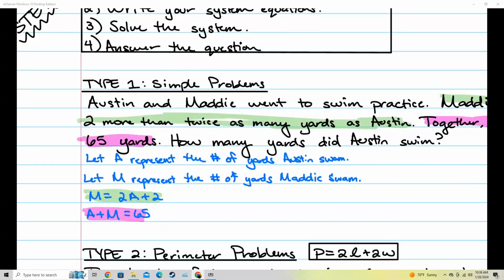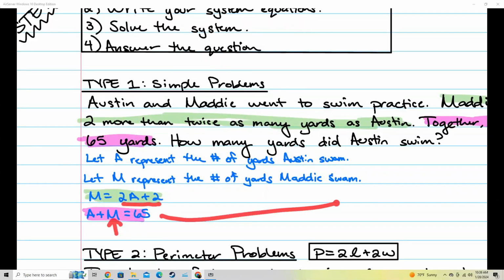Well, it doesn't look like they're lined up, but I do have that letter M by itself. That means I'm going to be using substitution, because anywhere I see the letter M, I can replace it with 2A plus 2. Anywhere I see this letter M, I get to replace it with 2A plus 2. So I look at the other equation. Do I see a letter M? I sure do. I'm going to replace that M with 2A plus 2.